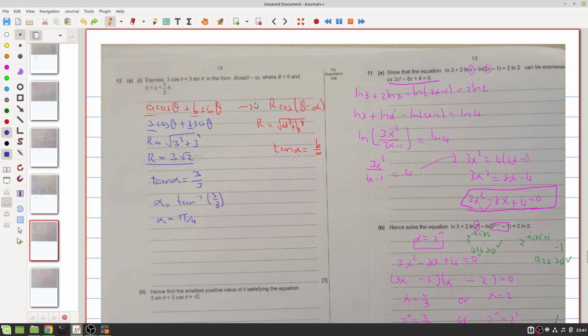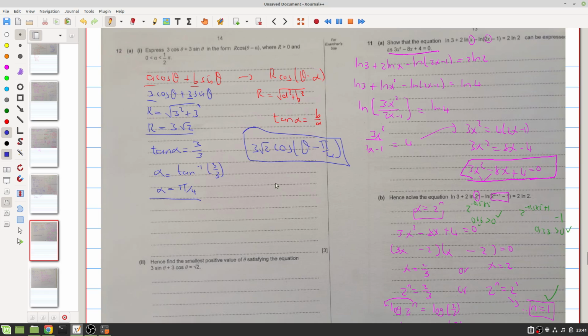So we found alpha and r, so we just need to rewrite it. We're going to say that's r cos(theta minus alpha). So there is our final answer.